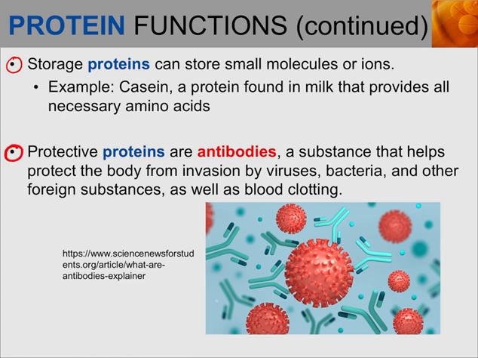Protective proteins are, for instance, antibodies, and this is a substance that helps protect the body from invasion by viruses, bacteria, other foreign substances, as well as blood clotting. So this is very relevant because recently the COVID vaccine came out, and we've probably all been getting, hopefully, vaccinated if you can. So the antibodies in the picture here kind of have the shape of a Y. So they've got these two sort of ends that attach to a virus, and they basically tell your body how to attack foreign bodies or viruses in the future.